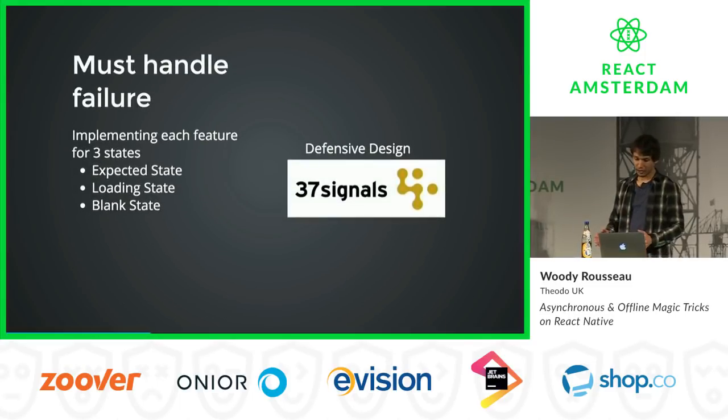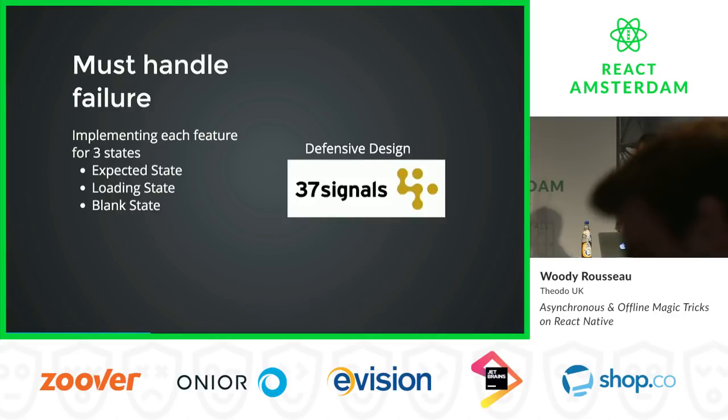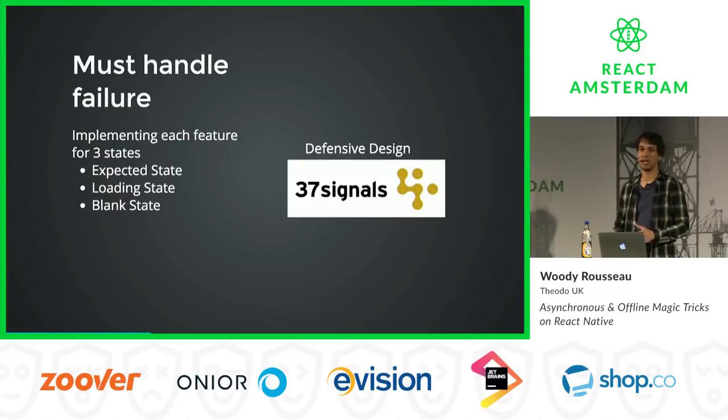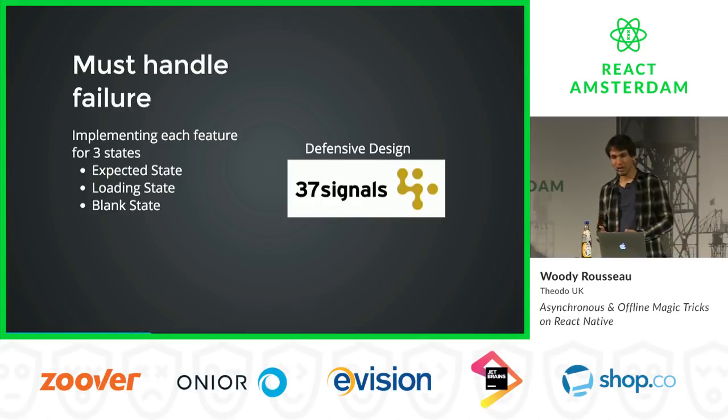Must handle failure has been talked about by, for instance, the company 37signals. They created Ruby on Rails, and they coined the term defensive design. The idea is that for each feature you want to implement, you want to handle three states. The expected state, which is probably what you spend your time working on. There's the loading state that is there when the data is not yet in the app. And there's the blank state. The blank state can be that you have no data, it can be that you have no network, it can be that there's been a problem with the server. And you need to really think about the UX and the UI of all these states and how to handle the development of features.